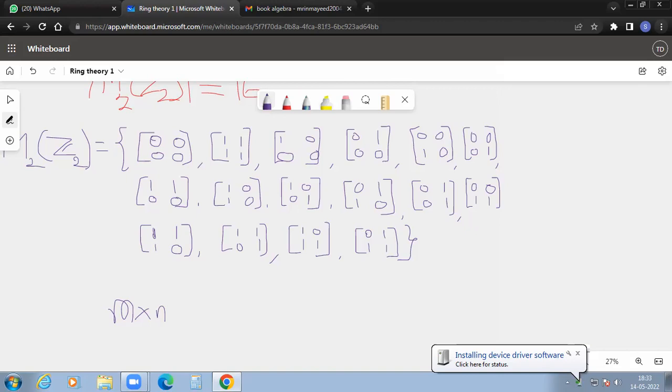To go for the inverse, I first need to talk about the identity. So you just choose a matrix which will play the role of multiplicative identity here. Which matrix will work as multiplicative identity here?